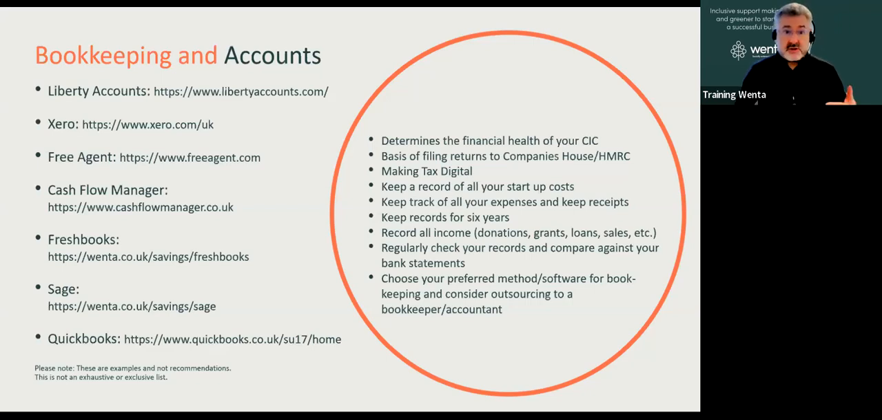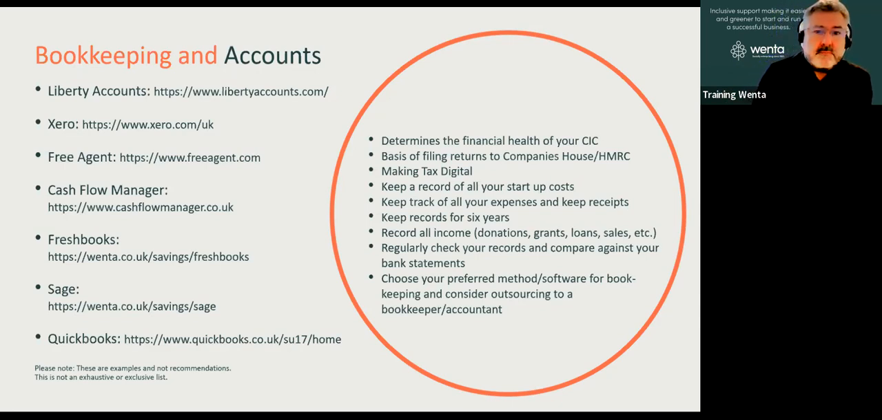On the Wenta website, I mentioned savings earlier. If you have a look at that, you can see that we put the Wenta web address there, because if you go through that, you'll get a deal on it. FreshBooks or Sage, have a look at those. Give them a trial. You can usually have a month's trial with any of these, see which one you like, and then make your choice.